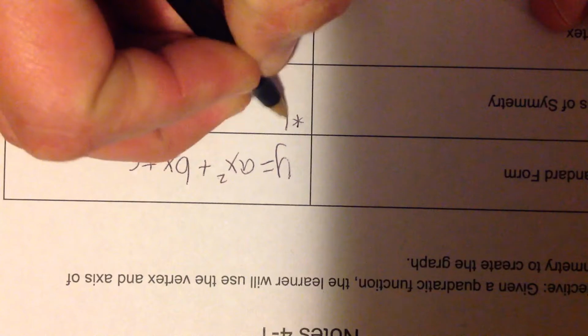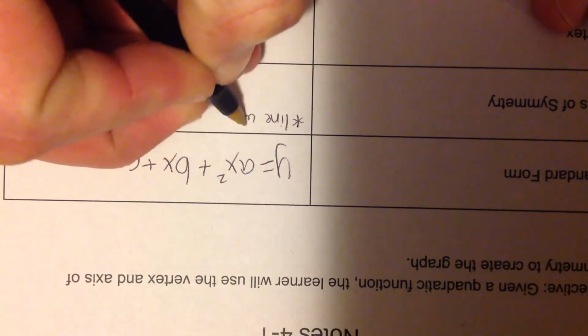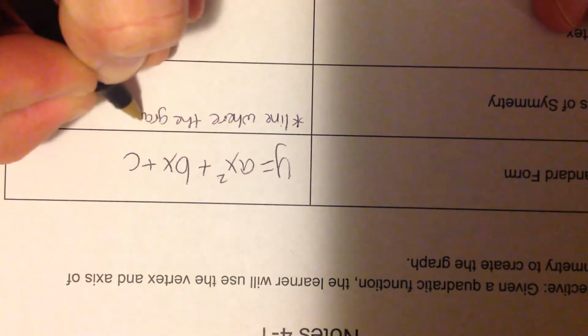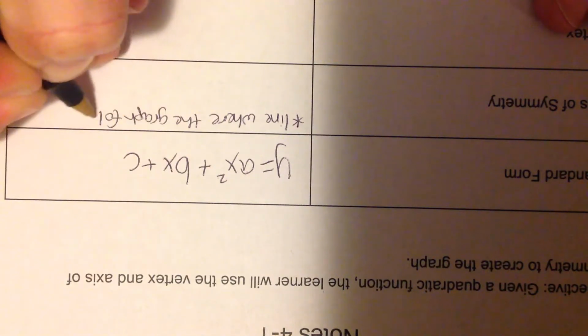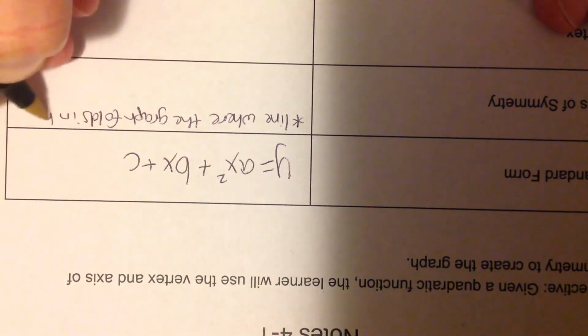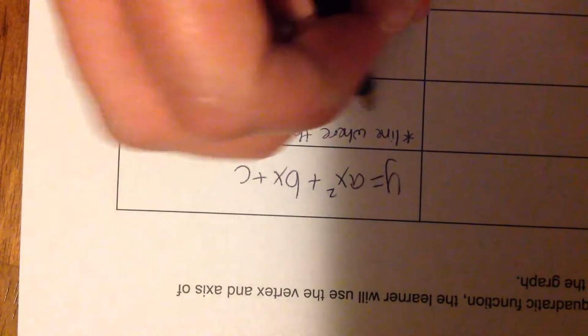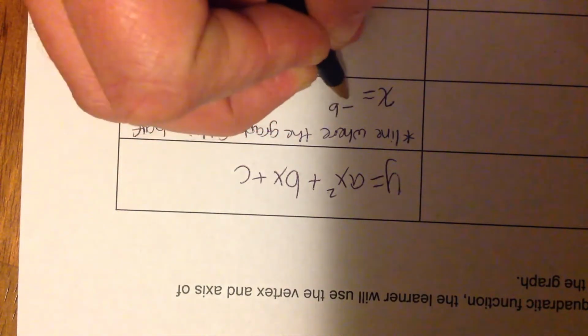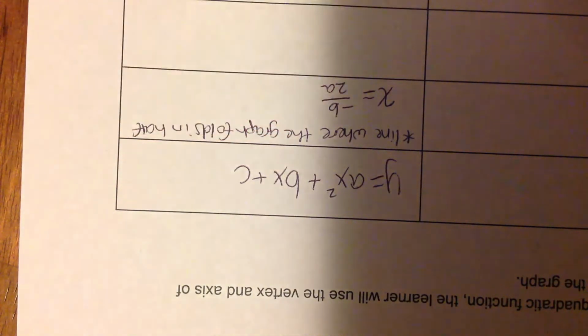The axis of symmetry is the line where the graph folds in half. So a line where the graph folds in half, and it's represented by x equals the opposite of b divided by 2 times a. So what does that look like?